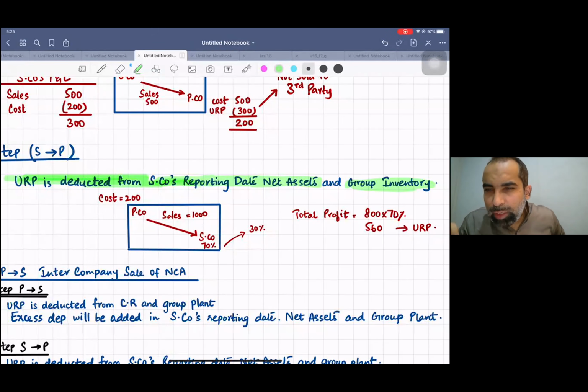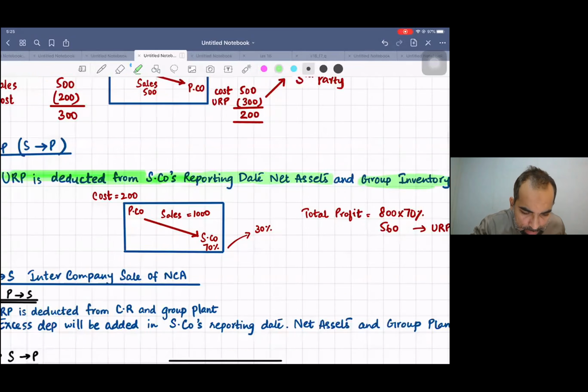Okay, repeat. For URP, first of all, always calculate the total profits, okay? And then multiply it with the unsold inventory percentage at year end. You will readymade get URP. That's it. That's the best method.